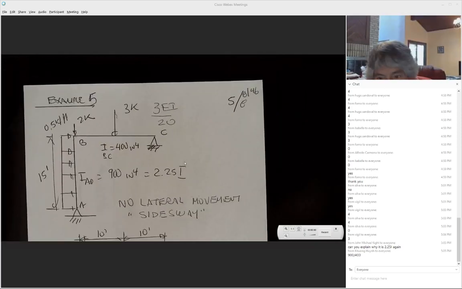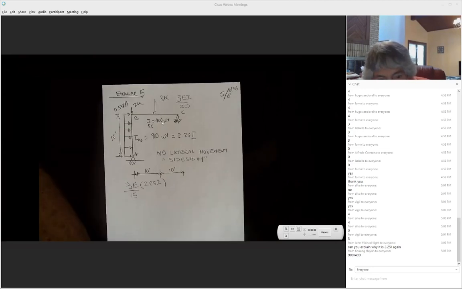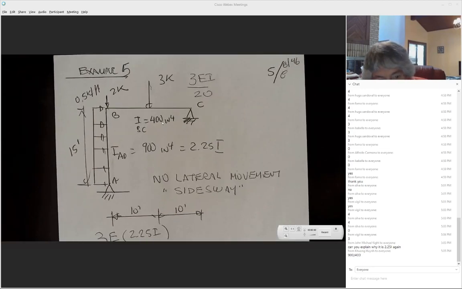So, can you explain why it's 2.25? Yes, he already did. This, I'm calling the 400 I. You divide 900 by 400, 2.25 I. Michael, do you get that? So you don't get confused, call it 400 and 900. The point is 3EI over L for both.